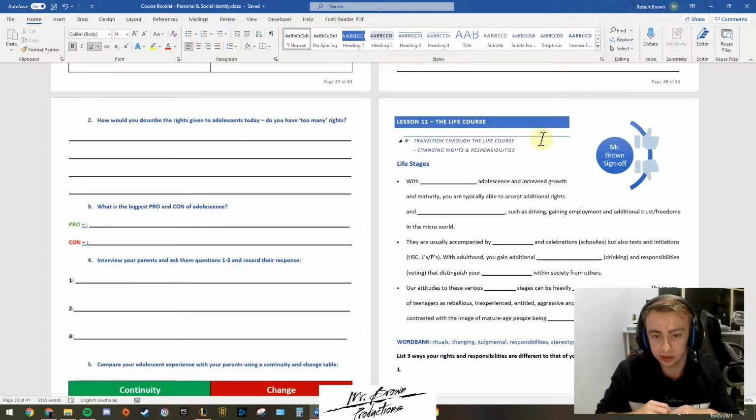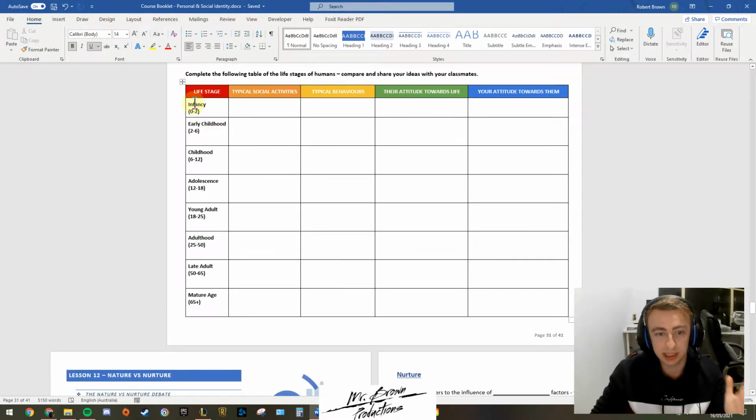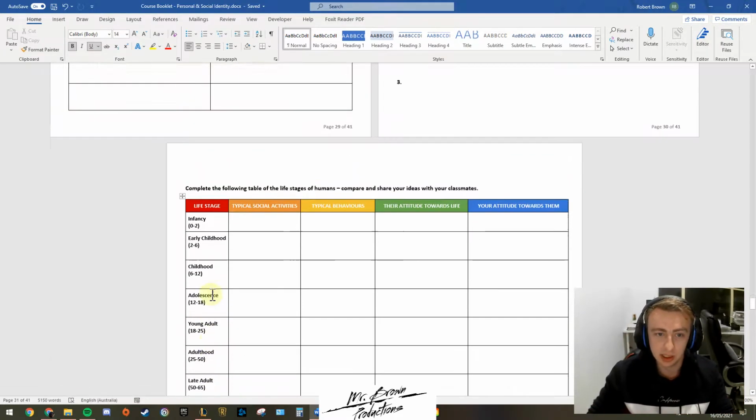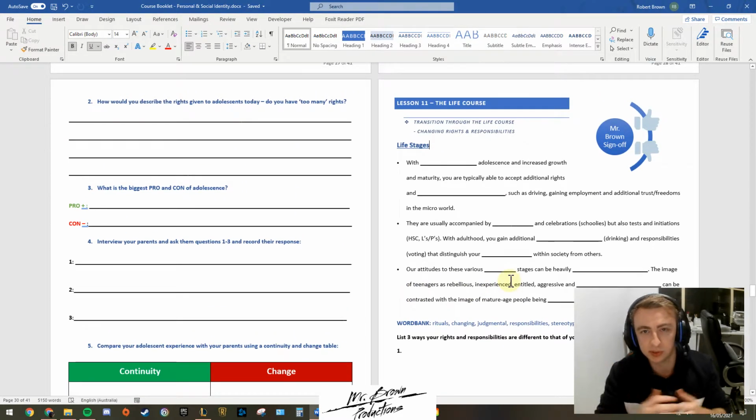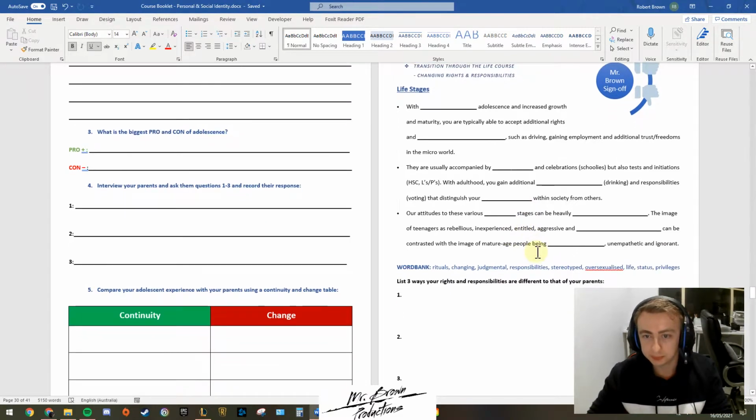throughout your life. So we're going to be looking at, and this is best reflected in the table here below, from infancy all the way to being a mature age and an elderly person. What are the different sort of rights and responsibilities that are expected of you? How do they change? How do they increase in responsibility? How might they decrease as you get older as well? And so we're going to have a bit of a look around that.